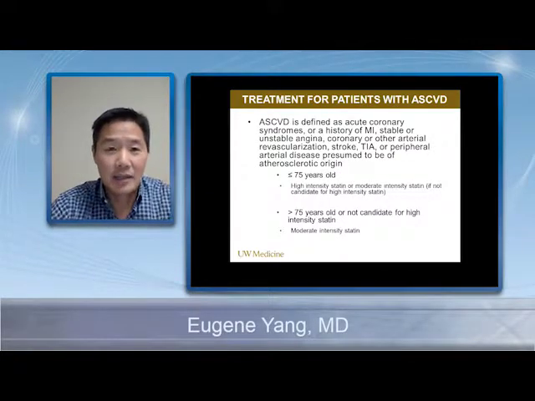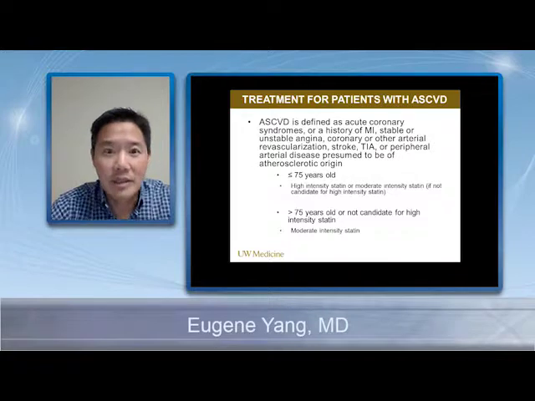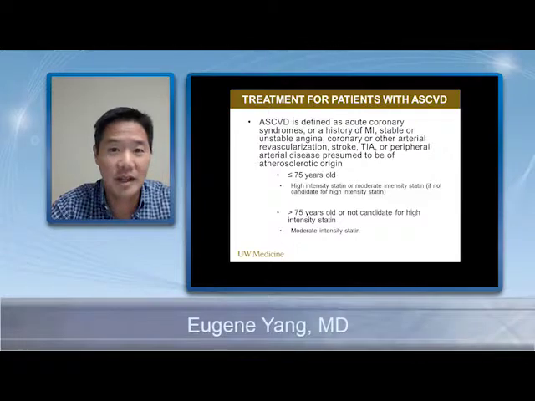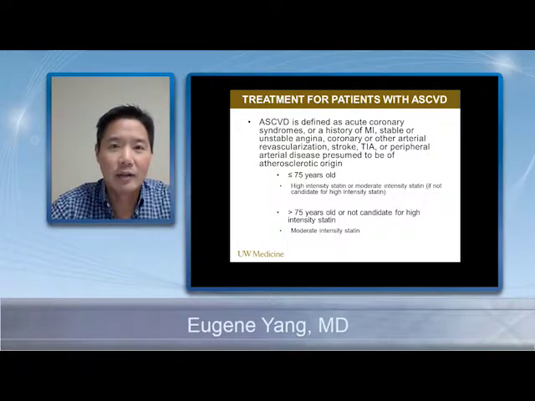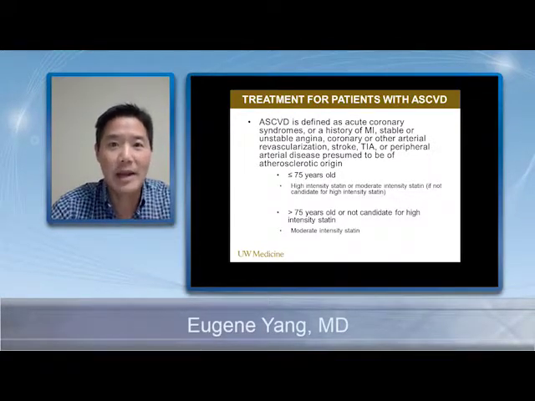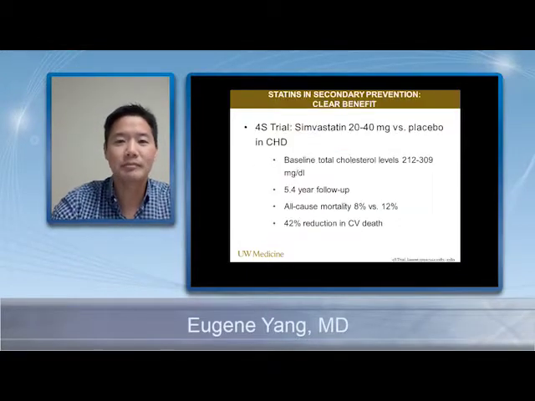So as the guidelines have outlined, atherosclerotic cardiovascular disease is defined as patients who have had an acute coronary syndrome, history of myocardial infarction, stable or unstable angina, coronary or other arterial revascularization, TIA, stroke, or peripheral vascular disease. And so for a patient who's less than 75 years of age, high-intensity statin therapy is recommended, or moderate-intensity statin therapy if they're not a candidate for high-intensity treatment. And then finally, for patients over 75, either moderate-intensity statin therapy or patients who are not candidates for high-intensity treatment.